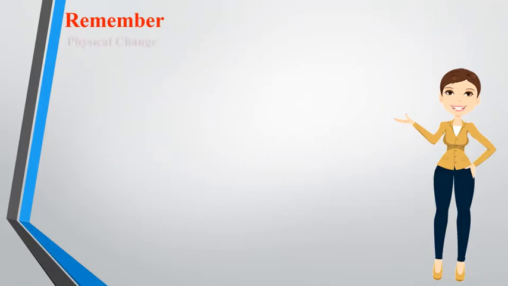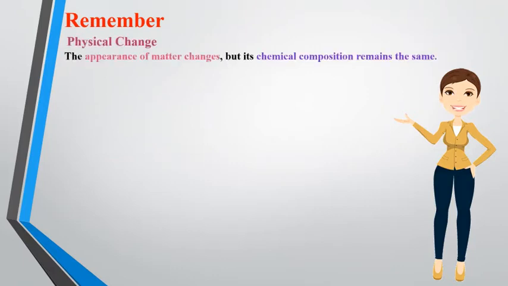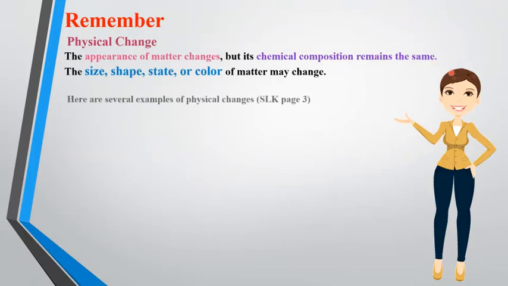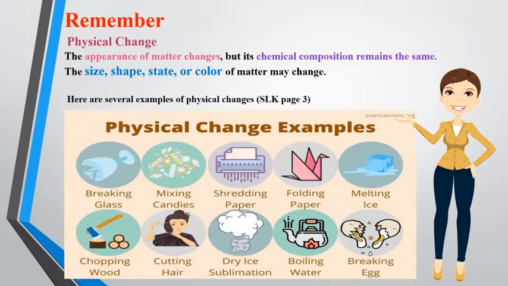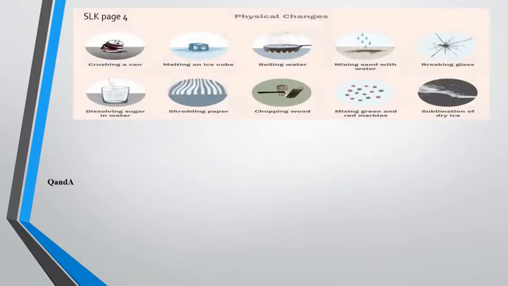Alright, so you need to remember that in a physical change, the appearance of matter changes, but its chemical composition remains the same. Okay, and the size, shape, state, or color of matter may change, but still the chemical composition remains the same. And on your SLK on page 3, here are some examples. And on the next slide, on page 4, here are more examples of physical changes. Okay.